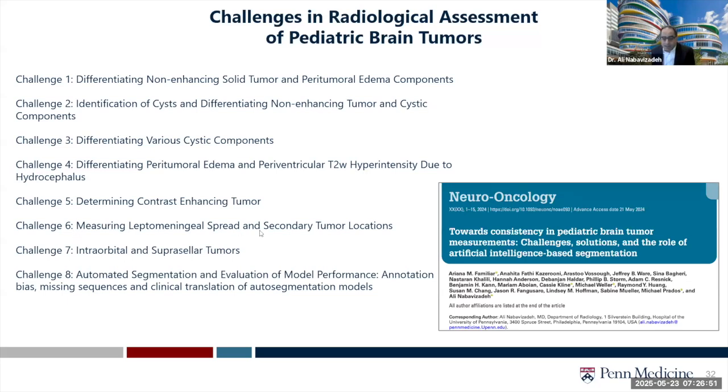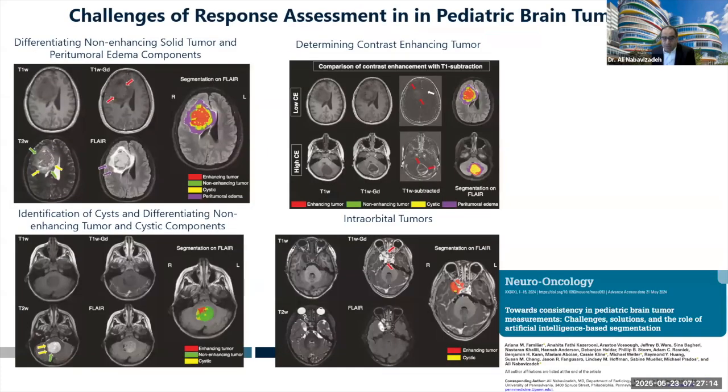Leptomeningeal spread is much more common in pediatric brain tumors compared to adult glioblastomas, which less commonly show leptomeningeal spread. Intraorbital and suprasellar tumor extension is also much more common in pediatric brain tumors. And we also outlined some of the challenges of automated segmentation in pediatric brain tumors. I'll give you a few examples.